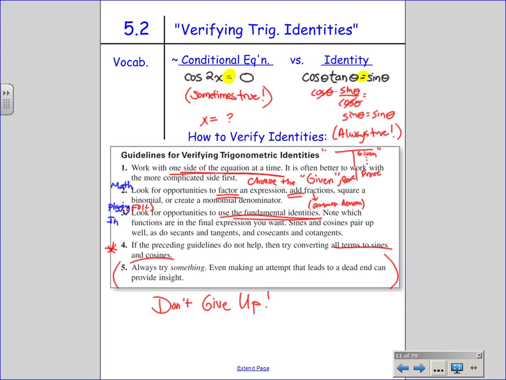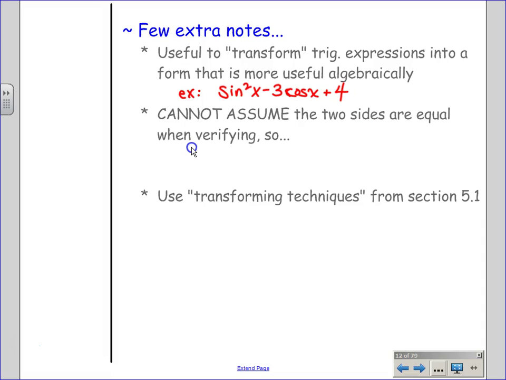If you get frustrated, what does this say? If it looks scary, what does this say? If you've tried it 5 times in 5 different ways, what does it say? Try something, even a failure can provide insight. Is that a life lesson? Can even a failure make you strong? Teach you something? Yeah, that's a great share of hope. Someone think of a good way of putting that. Even making an attempt that leads to a dead end can provide insight, can help you with where you're supposed to go. God uses that a lot too.